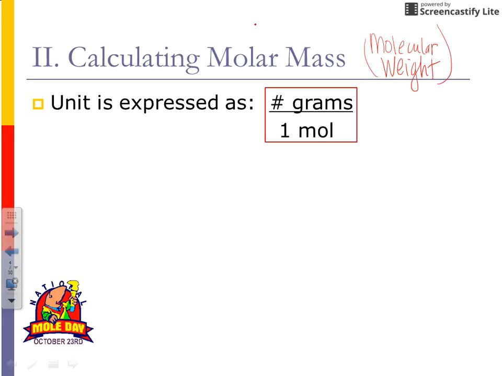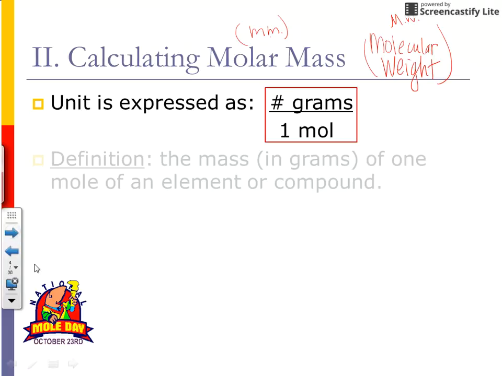Okay, so molar mass, MM, this is how sometimes I'll abbreviate that. Molecular weight, MW, you see those? Molar mass, molecular weight, they're used interchangeably. The unit of molar mass is expressed as the number of grams of the substance per 1 mole.